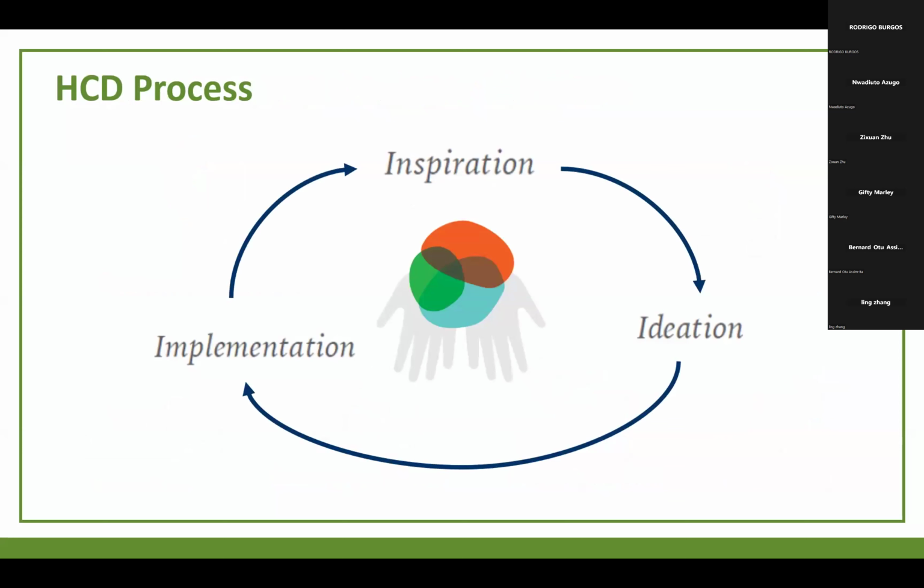Now let's go to the HCD process. I think it's very easy to remember. All the different phases start with I. It's inspiration, ideation, and implementation. And again, this process is not linear. It's iterative, but also you can jump from one phase and go back to another. But simply put, it generally follows these 3 phases. So let's go through them one by one.